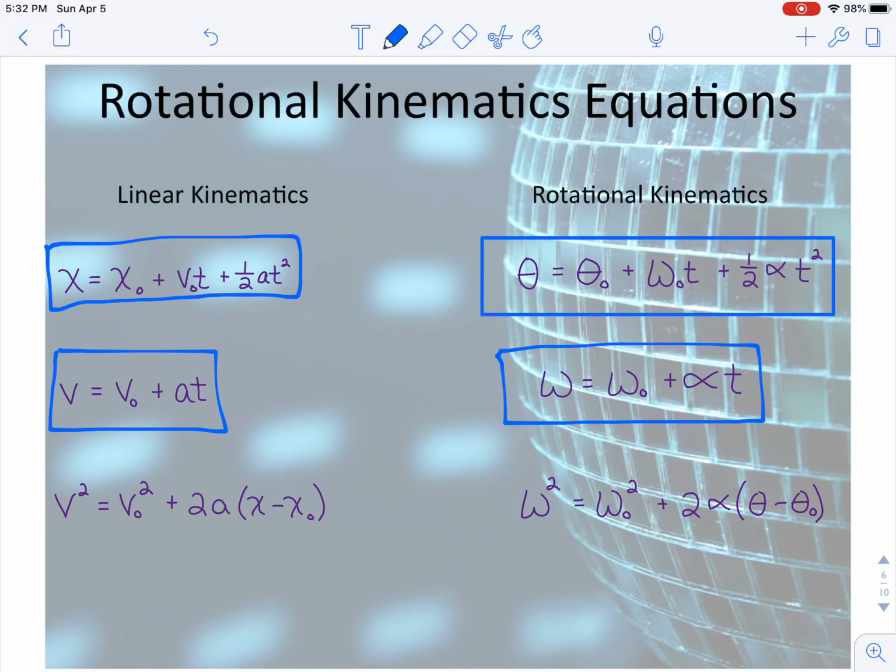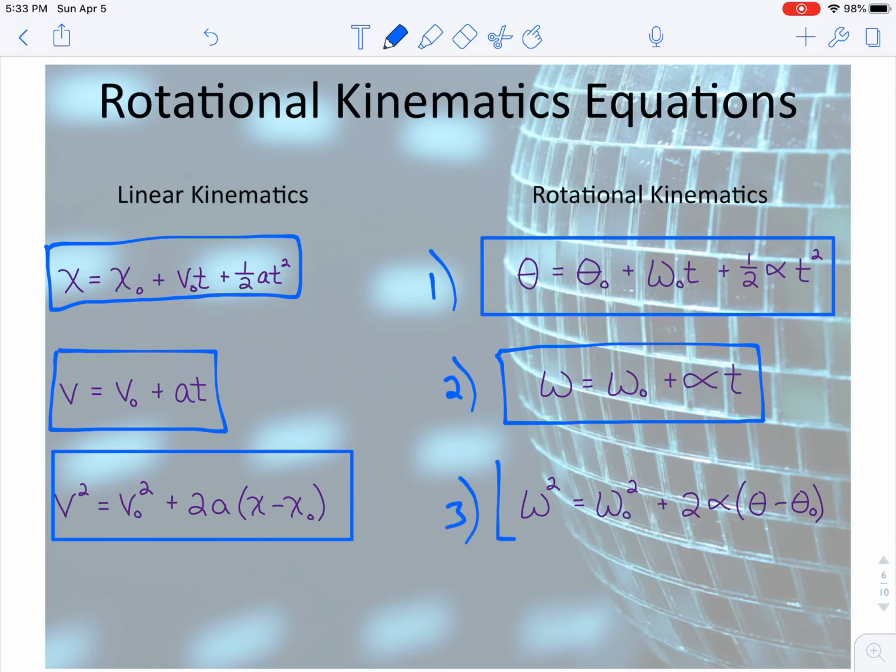Now, here's the odd thing about the AP formula sheet. When it comes to linear kinematics, the College Board feels that all three of these formulas are important. The third one is really just a combination of the two formulas preceding it, but it's used enough that they give you that third equation. However, when it comes to rotational kinematics, they only give you these two formulas on your AP formula sheet. I'm not sure why that decision was made, because this third formula still does apply.